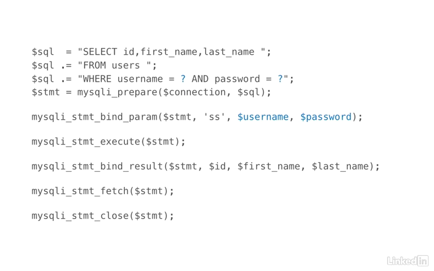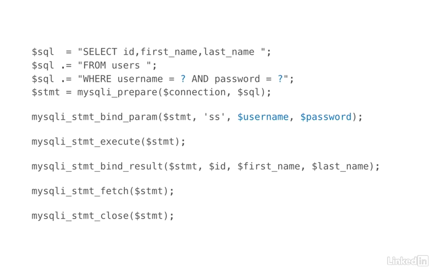I take that string and I pass it into MySQLi prepare along with the database connection. And now I have a statement. That's my template that I'm going to be working with. When I'm ready to use it, then you can see that I call MySQLi statement bind param. I pass in the statement, and then I'm going to pass in the options that I want to fill in the blank. In this case, username and password. Those are going to get dropped in where those question marks are.